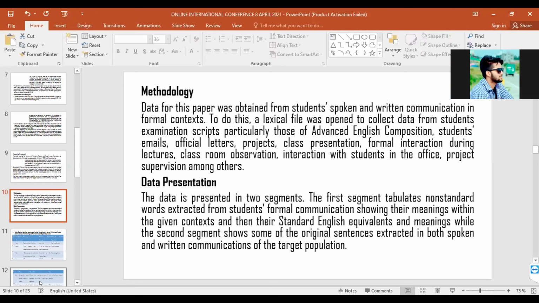Some come from the spoken communication of students, as lecturers deal with students a lot. Either they have one complaint or the other. Sometimes they'll meet you in the office for one discussion or the other.